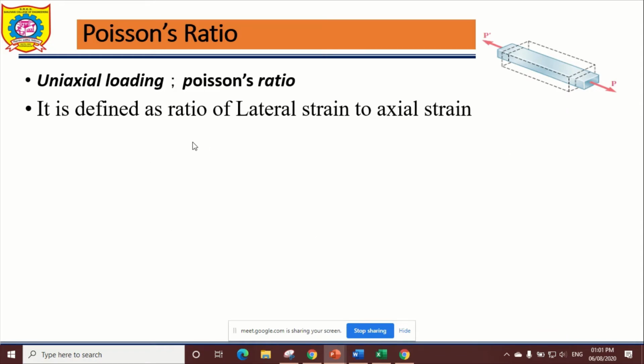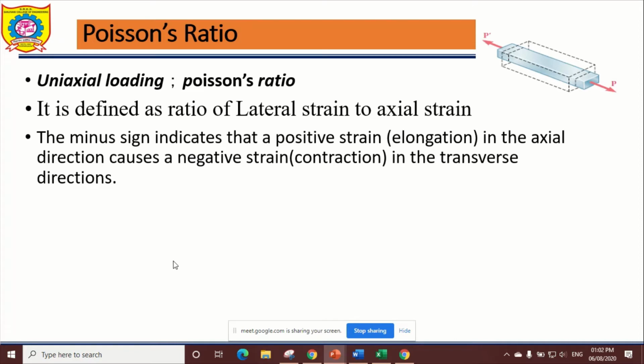It is defined as the ratio of lateral strain to the axial strain. So this is the formula. This is the definition. Poisson's ratio is defined as the ratio of lateral strain to the axial strain. We have seen that when we apply the load, the lateral dimension is going to change. That strain will be called lateral strain, and lateral strain divided by axial strain will give us the Poisson's ratio.